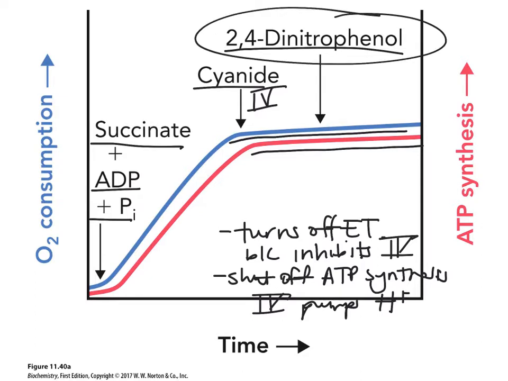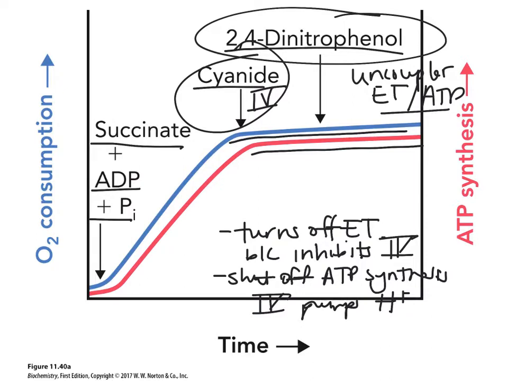Dinitrophenol is an uncoupler. What this will do is uncouple electron transport and ATP synthesis. Because we still have cyanide present, which is inhibiting complex 4, we do not get an increase in oxygen consumption. And we still have no ATP synthesis. Remember, in order to synthesize ATP, or essentially release the ATP, we need that proton gradient.